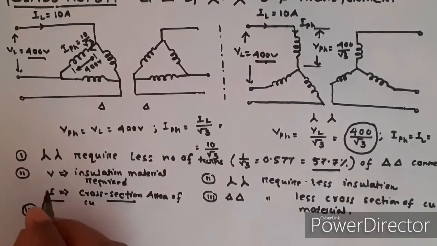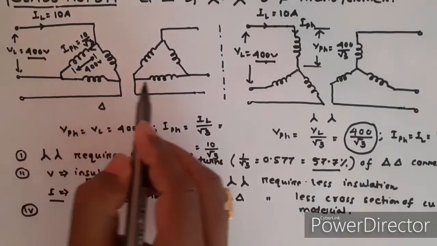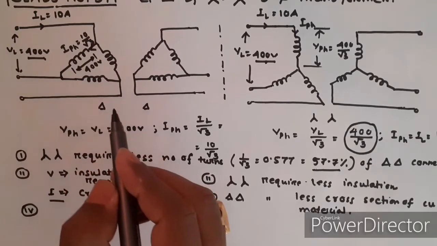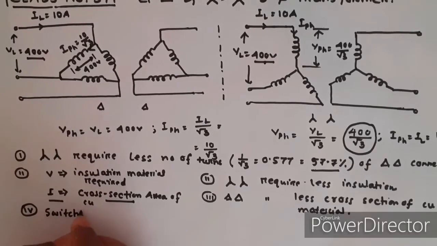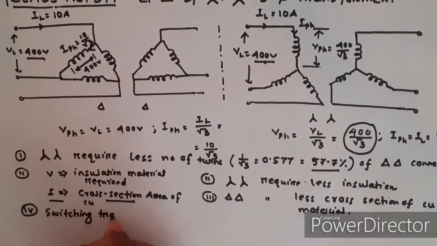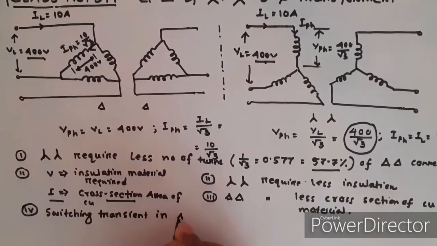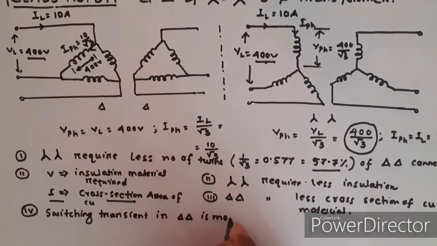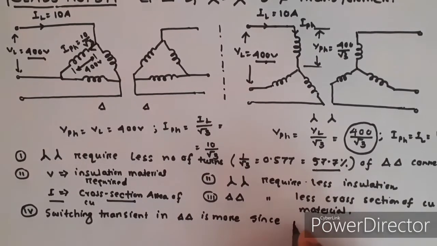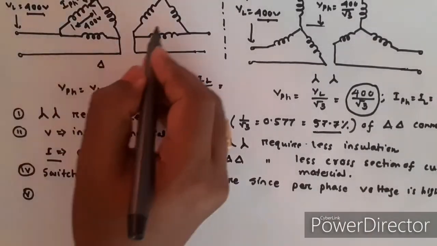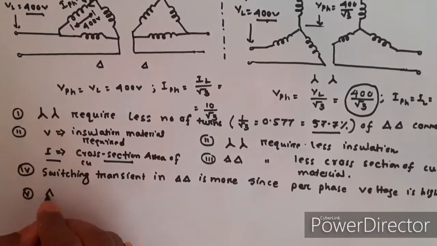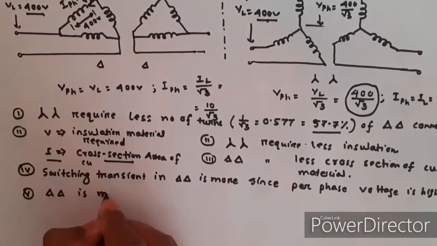Number 4. The switching transient in delta-delta connection is more since the per phase voltage is high. Point number 5. The delta-delta connection is mechanically weak.